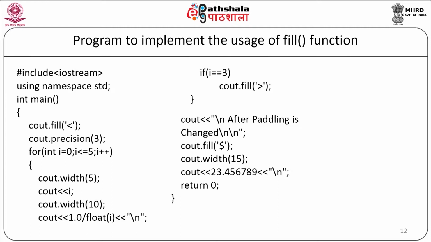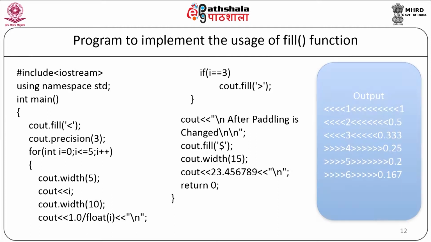Now when the above code is compiled and executed, it will produce the result. So 1, 2, 3 will be printed with the filling character as less than, and then values 4, 5, 6 will be printed with the filling character as greater than sign, and then the last value is printed, 23.456789, with the filling character $.